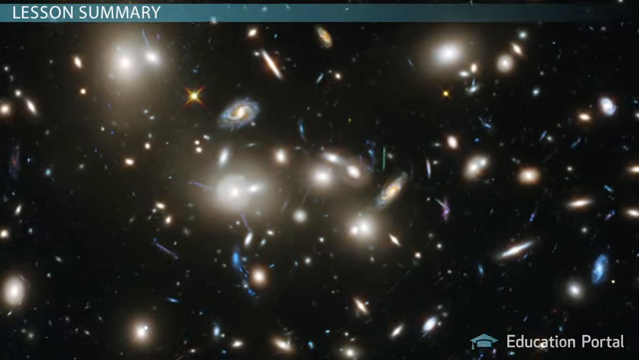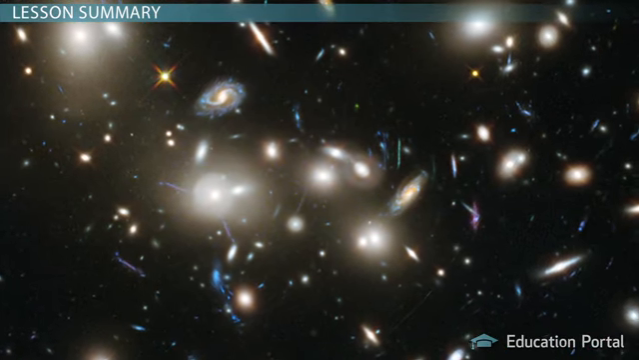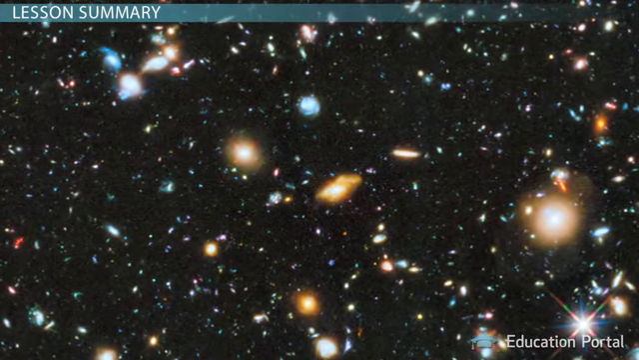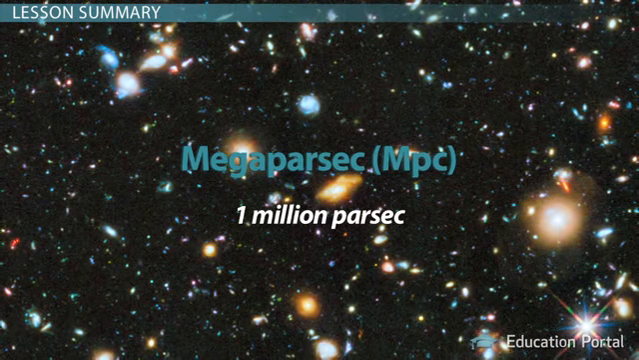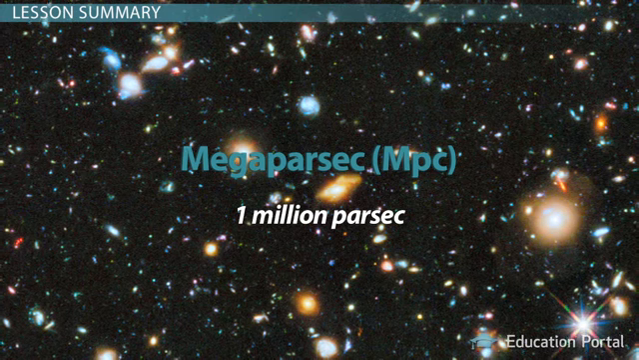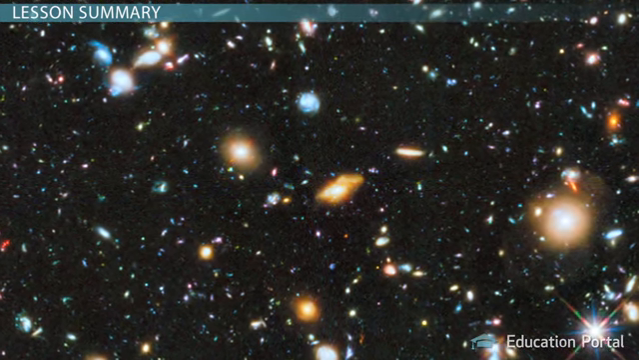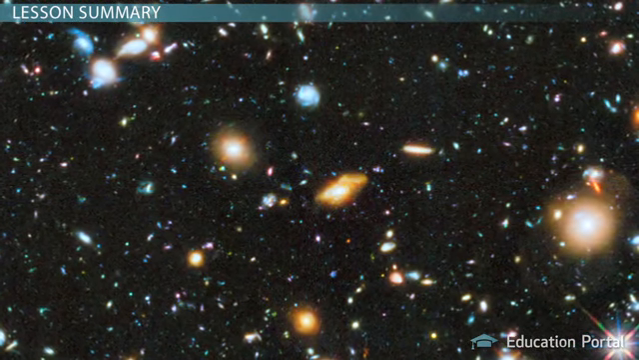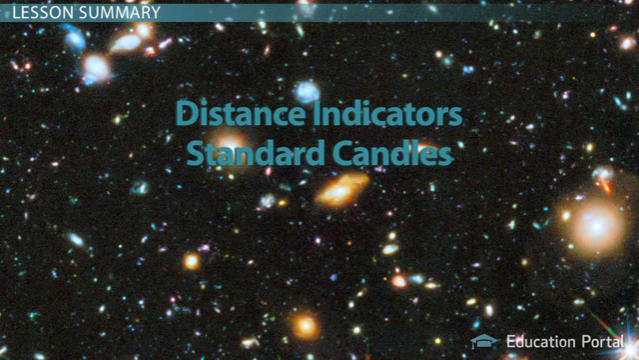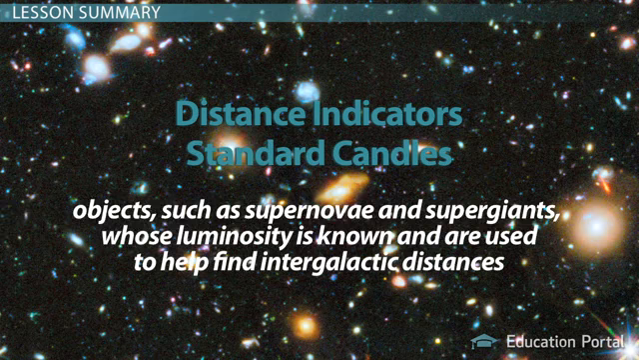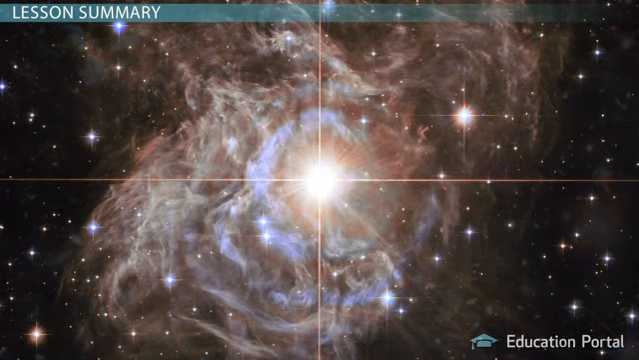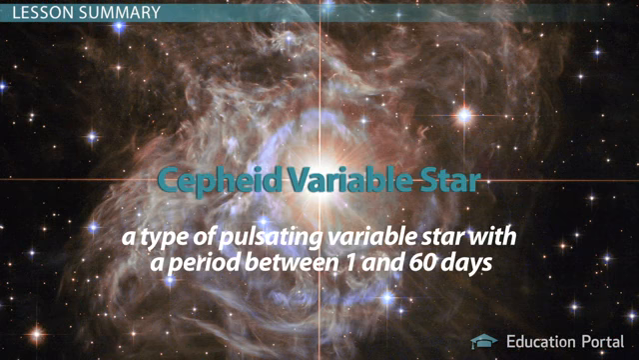This lesson went over ways by which astronomers find out the properties of distant galaxies. Distances to faraway galaxies are measured with a unit called the megaparsec, which is equivalent to 1 million parsecs. One way astronomers can determine the distance to a galaxy is by looking for familiar objects called distance indicators or standard candles. These are objects such as supernovae and supergiants whose luminosity is known and are used to help find intergalactic distances. An example of a distance indicator is a Cepheid variable star, a type of pulsating variable star with a period between 1 and 60 days.